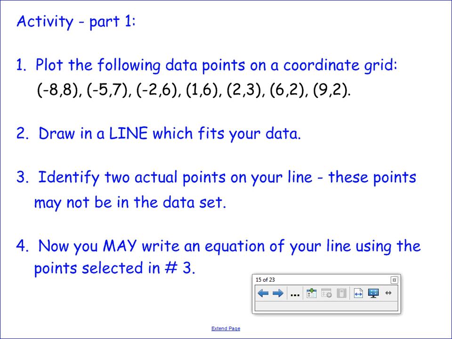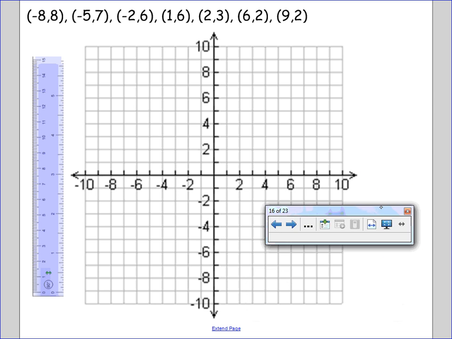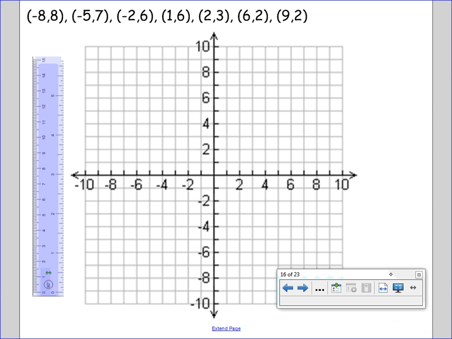We're going to plot the following data points on the coordinate grid, and then we're going to estimate a line of best fit visually by using our ruler. So we're going to plot and then estimate the trend line by using our ruler. Everybody, let's go ahead and plot these on your graph paper. We provide a grid on your note sheet. Let's carefully plot these. So negative 8, 8, negative 5, 7, negative 2, 6, 1, 6, 2, 3, 6, 2, 9, 2.